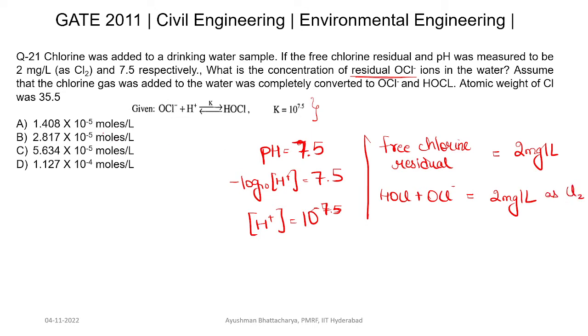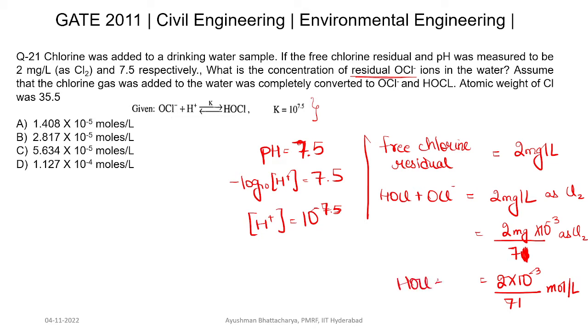Now the answers they have given are in terms of moles. So to write in terms of moles, we write 2 mg, which is the given weight, divided by the molecular weight 71 gram, and to convert milligram to gram we multiply by 10 to the minus 3, as Cl2. 35.5 into 2 will be 71. So it will be 2 into 10 raised to the power minus 3 divided by 71 mole per liter. Since they have given it in terms of moles per liter, we have calculated the given weight divided by the molecular weight of Cl2. So this is the HOCl plus OCl minus.